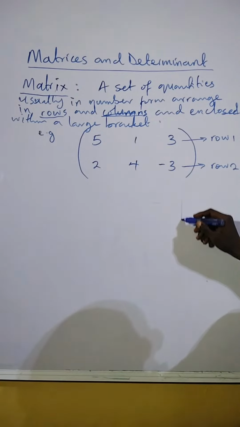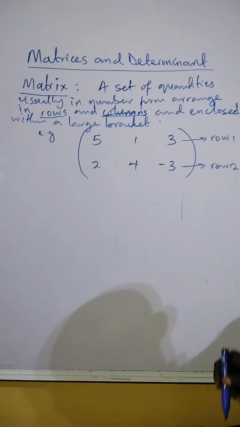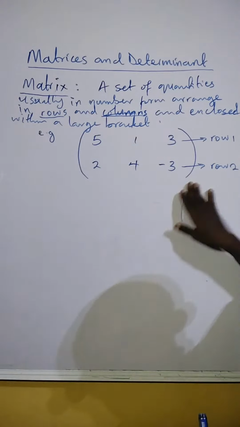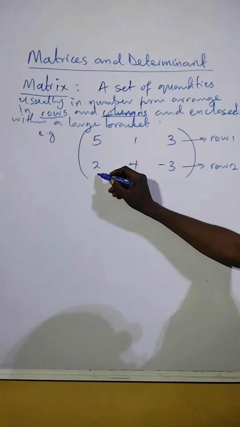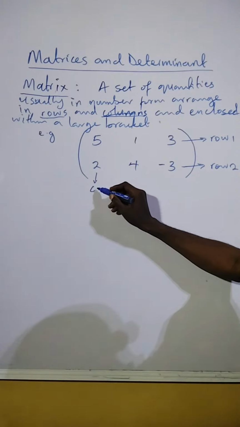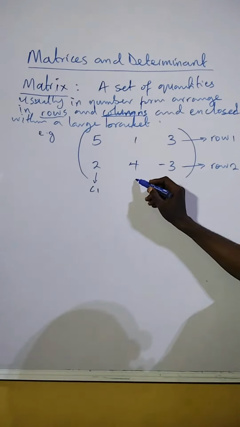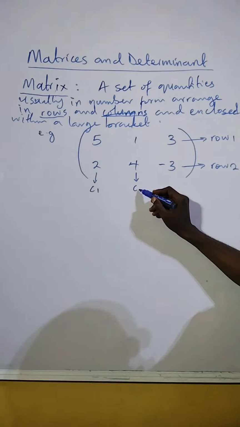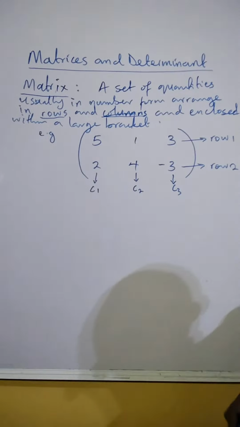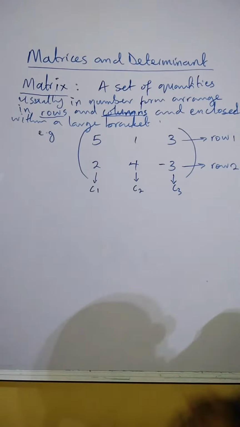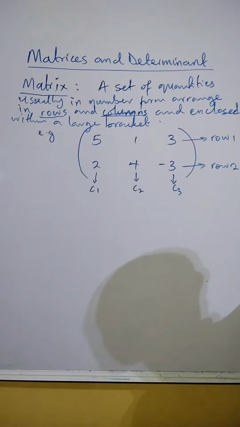Columns are vertical, like a vertical line. So this 5, 2 is the first column. We can say column 1. Here we have column 2, and here we have column 3. Which implies here we have 2 rows and 3 columns.